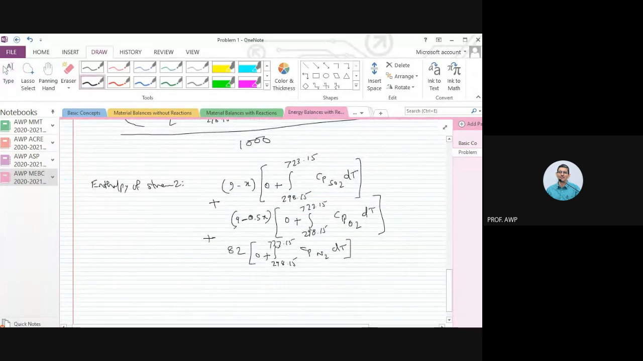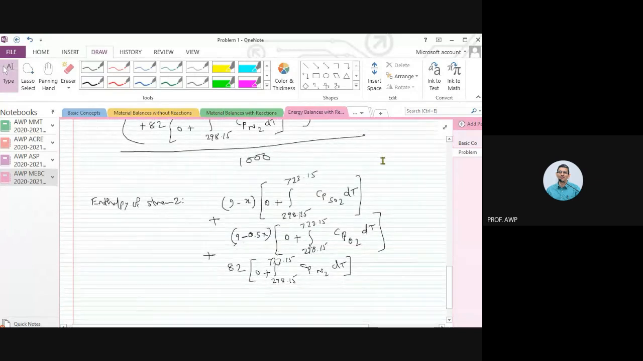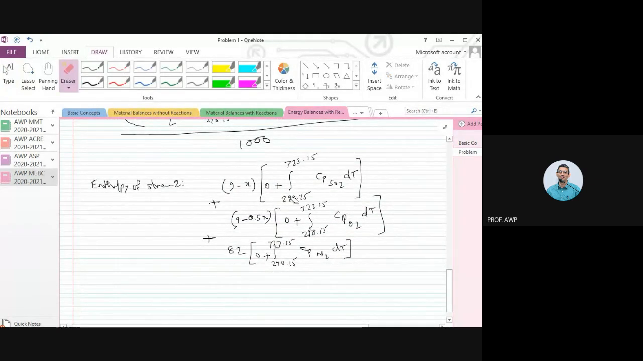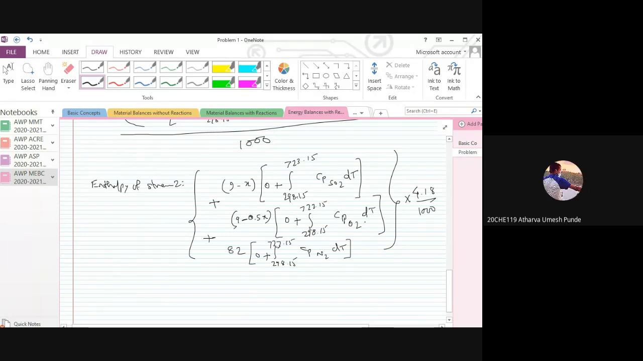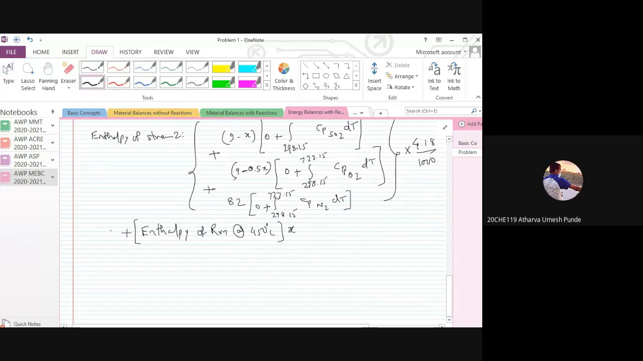Here, so you want 298 to 723 or 573 to 723? This limits of integration, what do you want? Sir, 298 means we took 25 degrees. Okay, 298.15, yes, fine. Now this whole thing multiplied by 4.18 divided by 1000. Now tell me what else. Plus, sir, enthalpy of reaction at 450 degrees Celsius into X, sir. X moles are reacted. Okay.